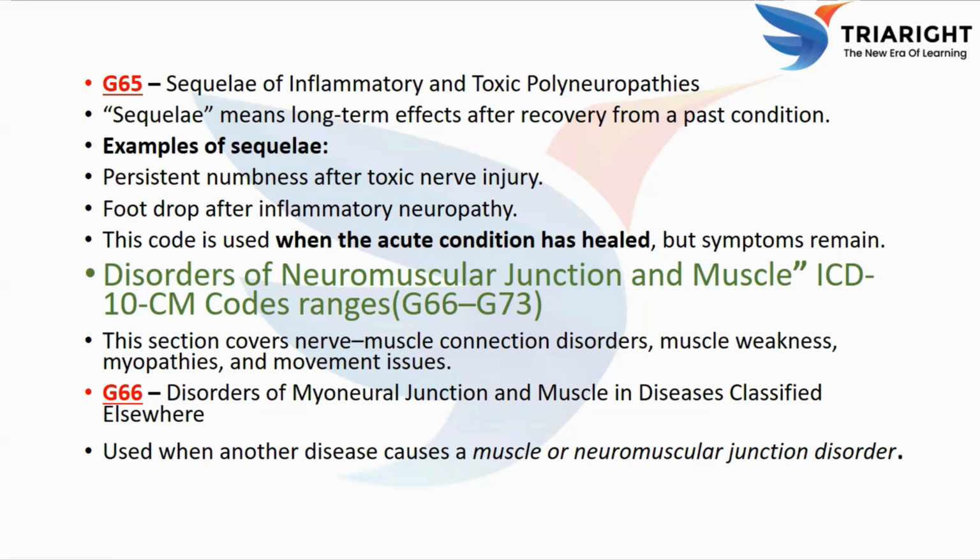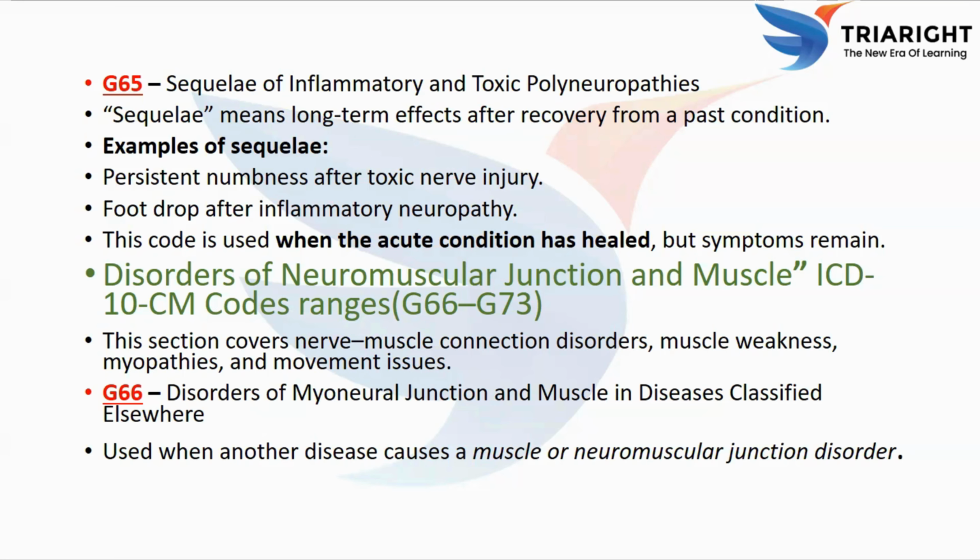Okay, so what will be the examples of sequela? A persistent numbness after a chemical or toxic nerve injury, or a foot drop following a post-inflammatory neuropathy, and also the weakness that remains long after the acute illness is gone. So what will be the key point over here? When the acute condition is gone and the leftover symptoms remain, you have to assign the G65 code.